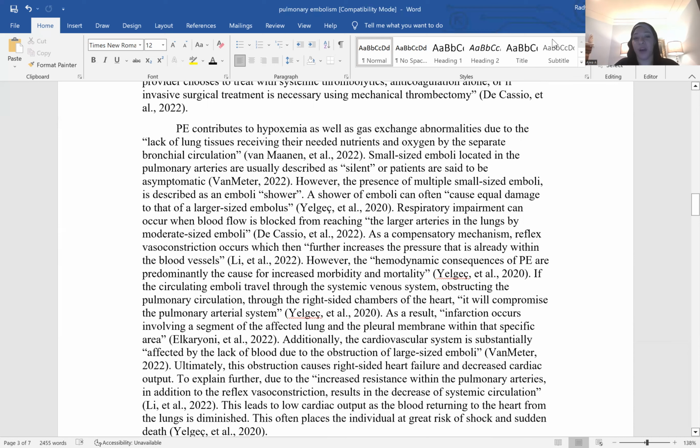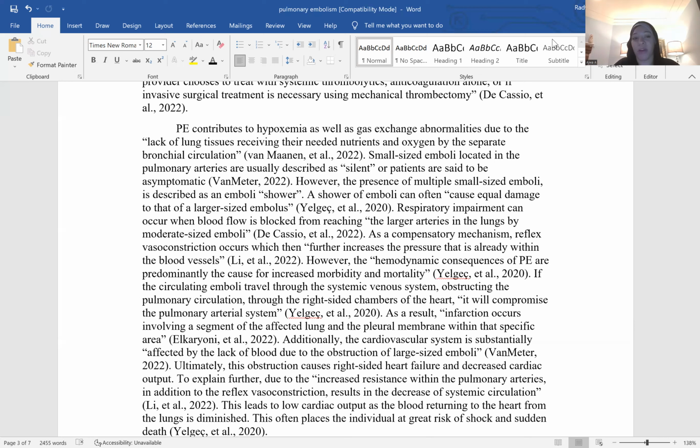PE contributes to hypoxemia, as well as gas exchange abnormalities, due to the lack of lung tissue receiving their needed nutrients and oxygen by the separate bronchial circulation. Small-sized emboli located in the pulmonary arteries are usually described as silent, or patients are said to be asymptomatic. However, the presence of multiple small-sized emboli is described as an emboli shower. A shower of emboli can often cause equal damage to that of a larger-sized embolus.